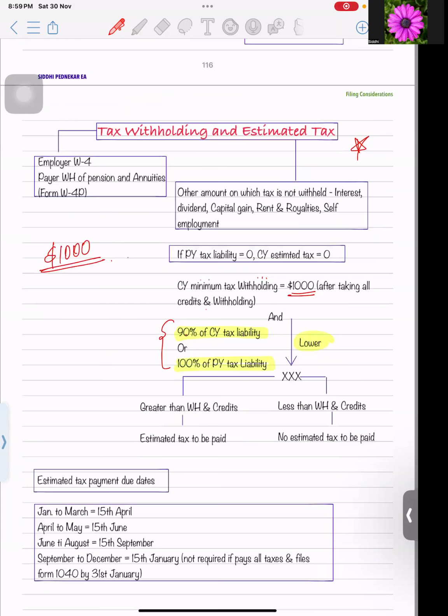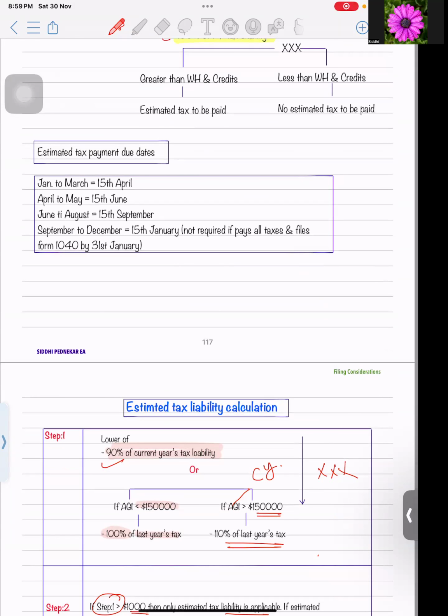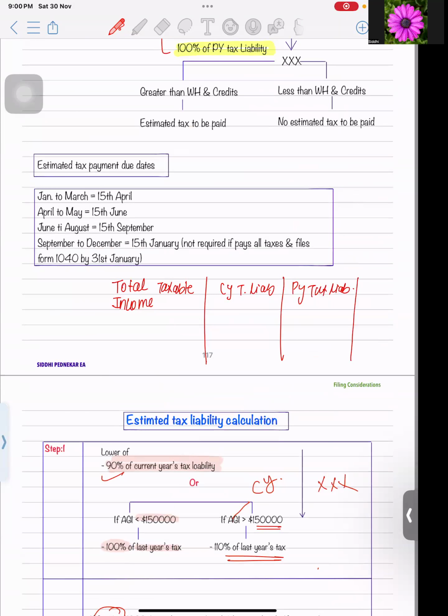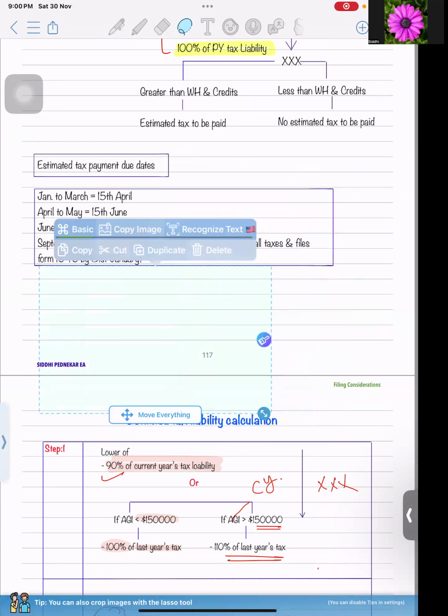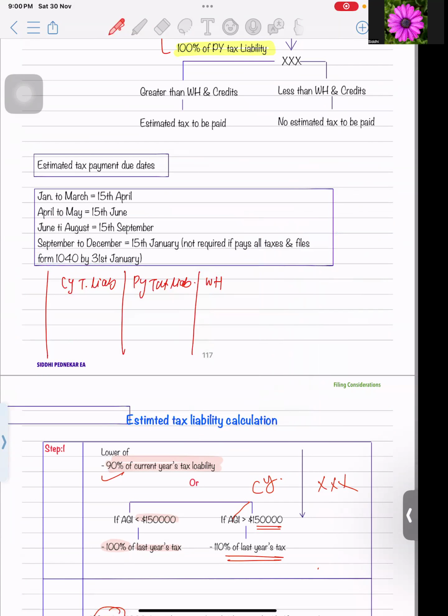Okay. Now, do you remember one question I have solved in the class, that there will be a tabular format? What is your actual total taxable income, current year tax liability they will give you, previous year tax liability they will also mention. Also they'll mention how much withholding is already done. They'll not give you the income, in fact, but all these things will be given. Withholding will be given, like till now how much withholding is done.